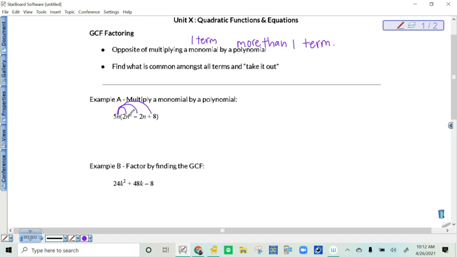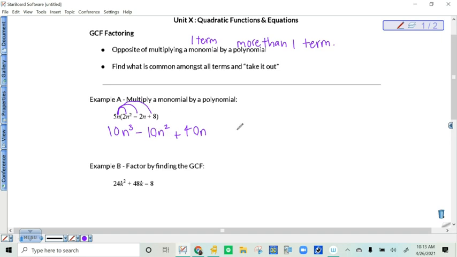So I get 5n times 2n squared. What is 5n times 2n squared? Perfect, nice job. 10n cubed. What's 5n times 2n? 10n squared. And what do I put in between these two terms? Not addition. Subtraction, because that subtraction sign sticks. And then 5n times 8. 40n. And what do I put here? Plus. Good. So this is taking a monomial and multiplying it by a polynomial, and I end up with just a polynomial.